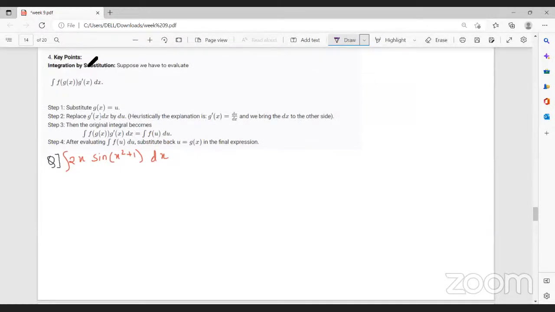Okay. So, integration by substitution. Whenever you come across this type of integral, where you observe a composite function f of g of x, and the derivative of that g of x, that is g dash of x, is given to you, then you can use this particular substitution.